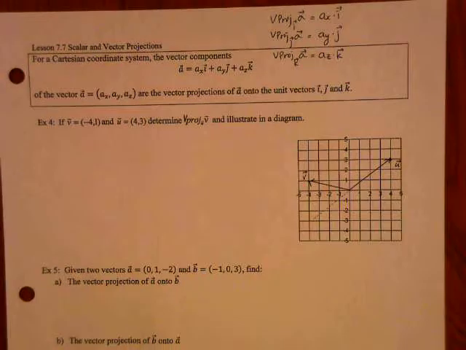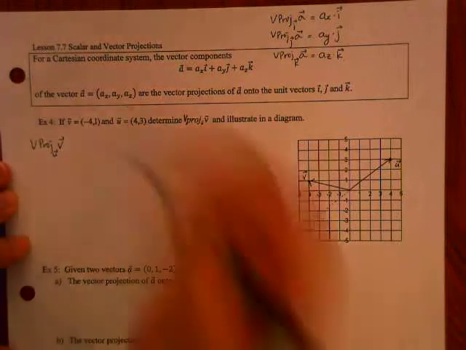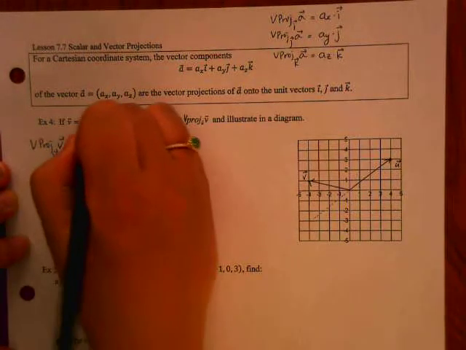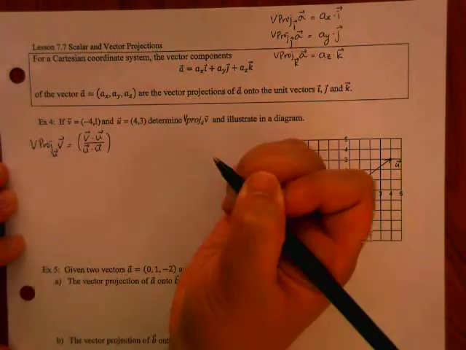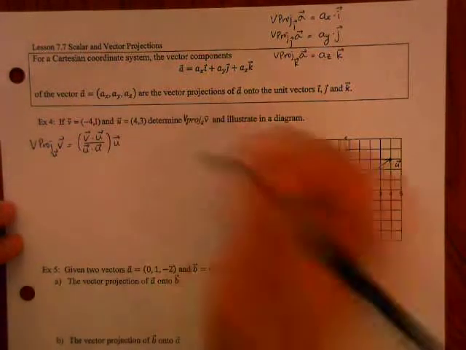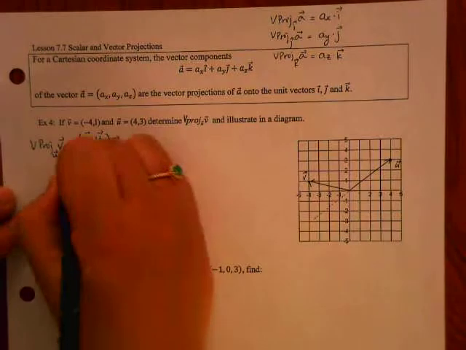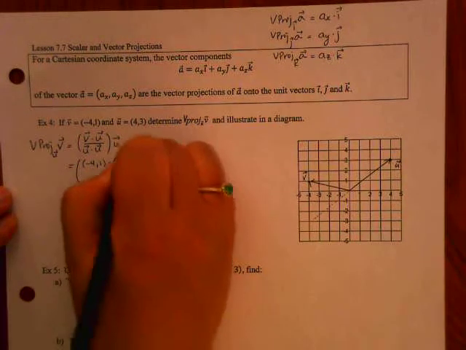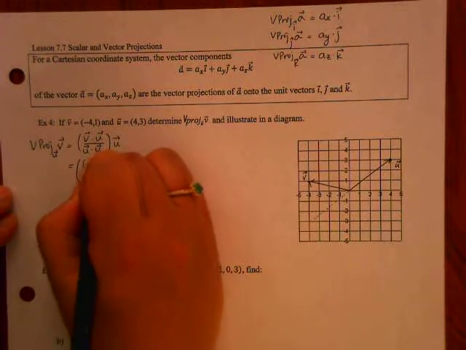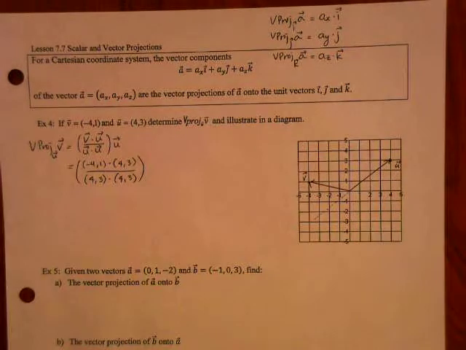Okay. So, vector projection of v onto u. So that's equal to v dot product with u over u dot product with itself, times vector u. So that's going to be -4, 1 dot product with 4, 3, and then over 4, 3 dot product with itself, which is the same thing as calculating the magnitude of u squared. If you would prefer to do that, you can do that.